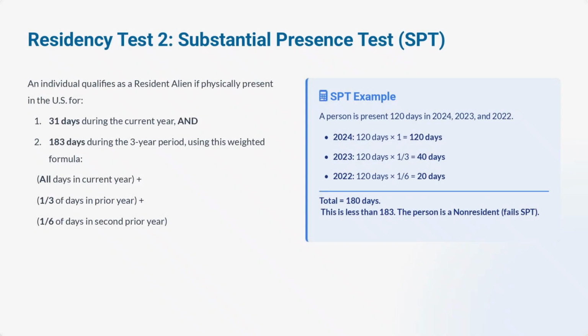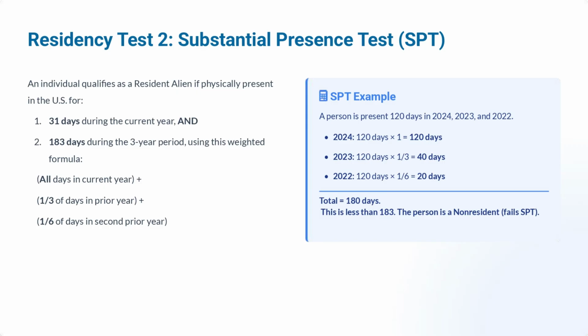Number 3. Resident alien, substantial presence test. This test is the most exam-tested part of residency rules. To meet the substantial presence test, SPT, the individual must be physically present in the US for 31 days in the current year and 183 days over the last 3 years using a weighted formula. Here's the formula. All days in the current year, plus 1/3 of days in the prior year, plus 1/6 of days in the second prior year, must be 183 or more.